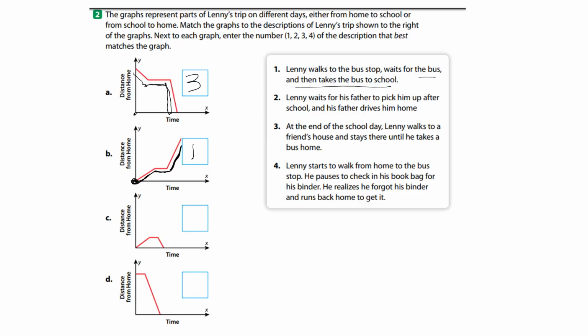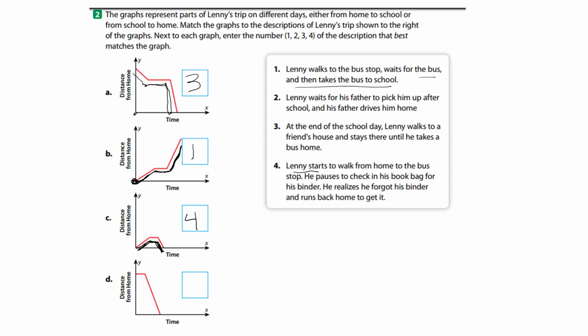For letter C, distance from home, we can see he was walking away from home, he stops, and then he returns home. This is represented by description number 4.